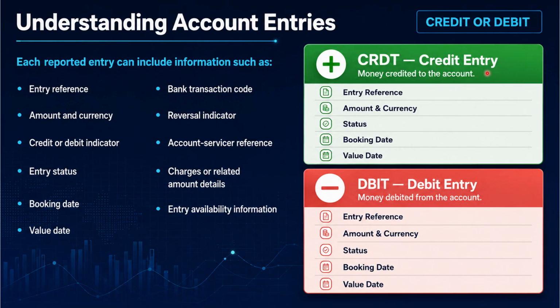CRDT means credit entry, money credited to the account. DBIT means debit entry, money debited from the account. These structured fields help account owners identify, classify, and reconcile their transaction activity. Not every listed element is mandatory in every implementation.